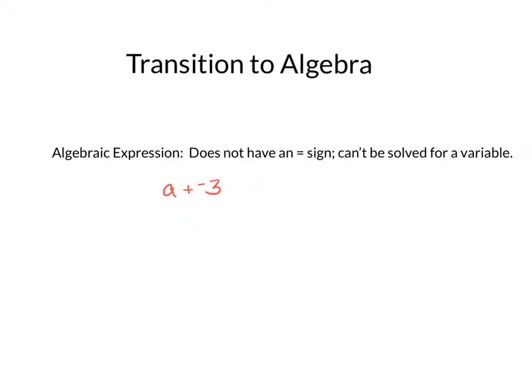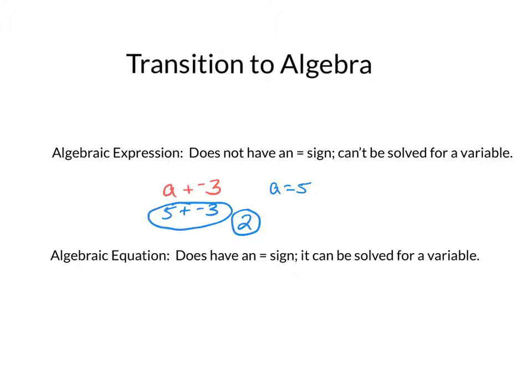You can, if you want to, ask what this expression is equal to if I let a equal something. For instance, if a is equal to 5, what is a plus a negative 3? I would just put 5 in for the a. I would get 5 plus a negative 3. So this expression, a plus a negative 3, in that particular case, would be equal to 2.